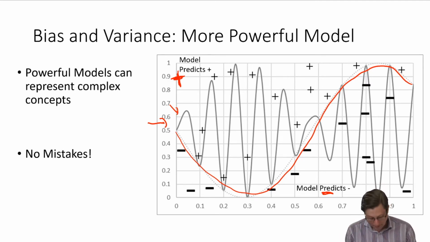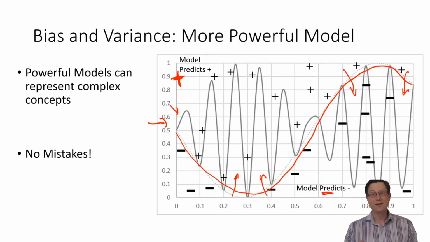It's learned the concept super incorrectly, because it thinks that this part of the instance space is minus, and this part is minus, and this part is plus, and this part is plus. With a high enough order polynomial, it fits all the training data. You can fit any actual training data with something like this, but it fits it in a way that makes tons of mistakes, because it's just oversensitive to what's going on.